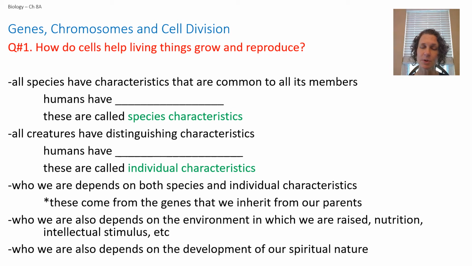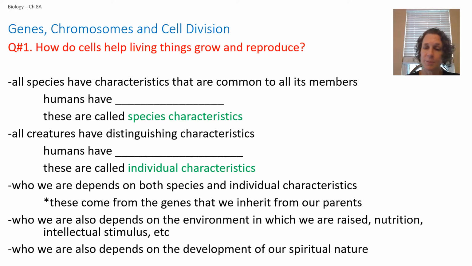And so this is chapter 8. In chapter 8, we will actually divide into two parts. So this is chapter 8A, and this is going to be genes and cell division, mitosis, meiosis, those kinds of things. And then we'll get to the actual genetics.